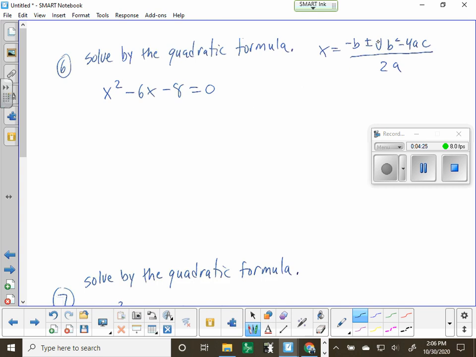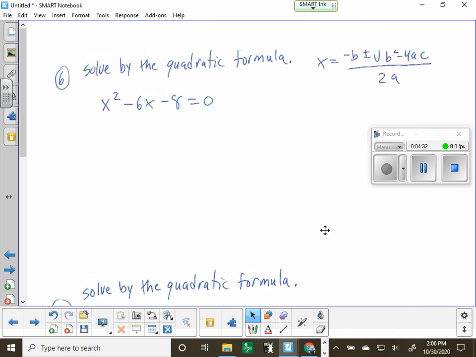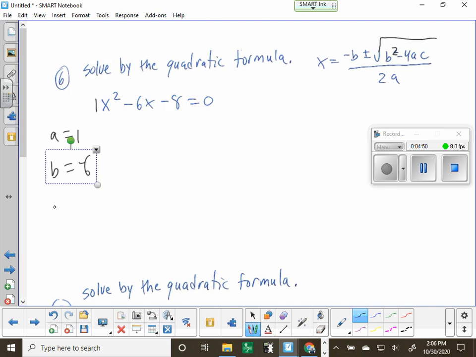The square root part here got cut off. So if I click on this and move it down just a little bit, then I can put the square root back on there. So it should be over the square root, and there should be a little 2 right there. When I scan this in, it got cut off. Okay, so identify A. A is the number in front, which is 1. B is equal to -6. And C is equal to -8.